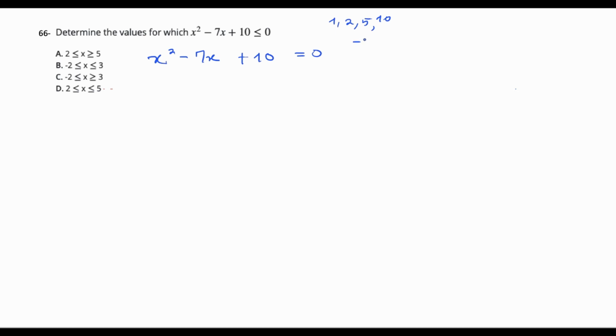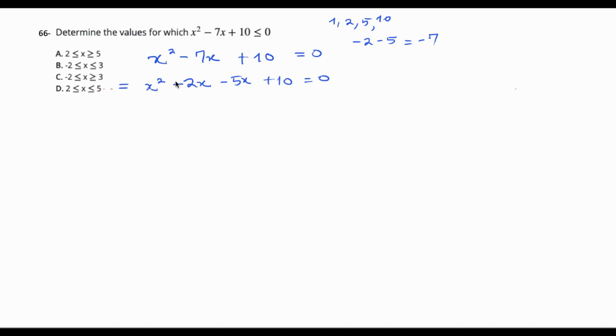So we have minus 2 minus 5. Minus 2 minus 5 is the same as minus 7. So now we have to replace minus 7 here by minus 2 minus 5. So our equation becomes x squared minus 2x minus 5x plus 10 equals 0. So now let's factorize out this expression.